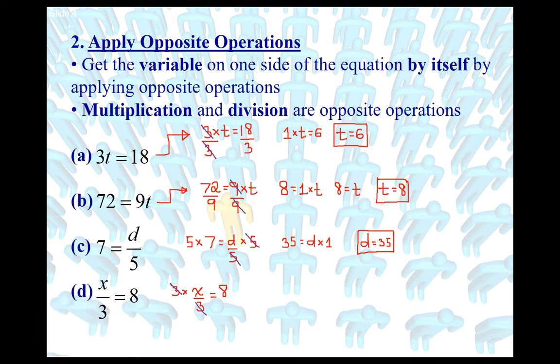Now, again, whatever you do to one side, you got to do to the other. So if I multiply this side by 3, I also got to multiply this side by 3 as well. So this would then turn into 1 times x would be equal to, what's 8 times 3? 8 times 3 is 24. 1 times x would just be x. You then have x is equal to 24, and that is the solution to the equation.